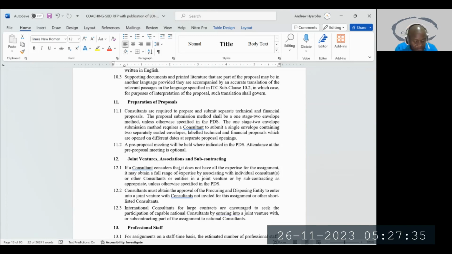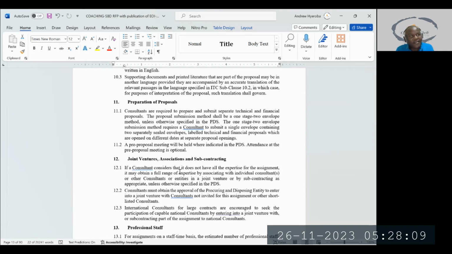So just to simplify it, when we are submitting a bid, we write a technical proposal, print it separately, put it in an envelope. Then we write the financial proposal, print it, put it in an envelope, label it financial proposal. And then we put the technical proposal and financial proposal in one bigger envelope. That's what they mean by one stage, two envelope method. So we submit both in one big envelope.